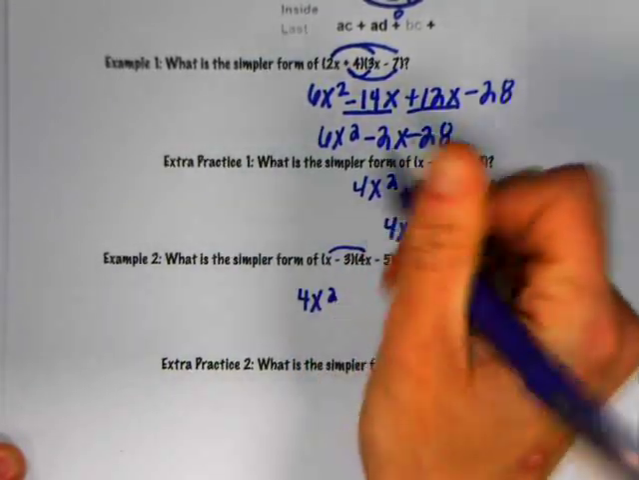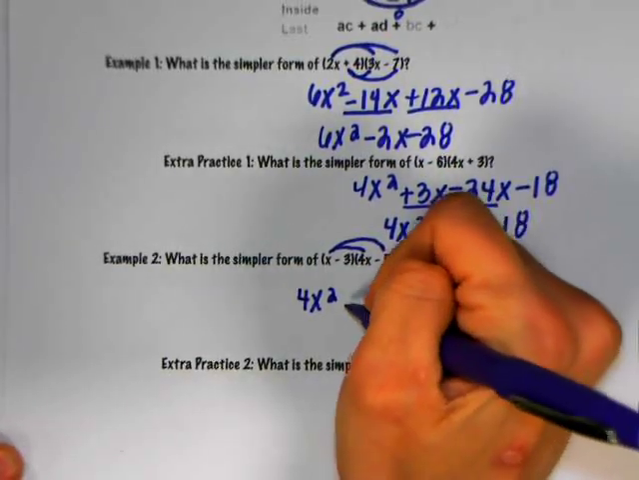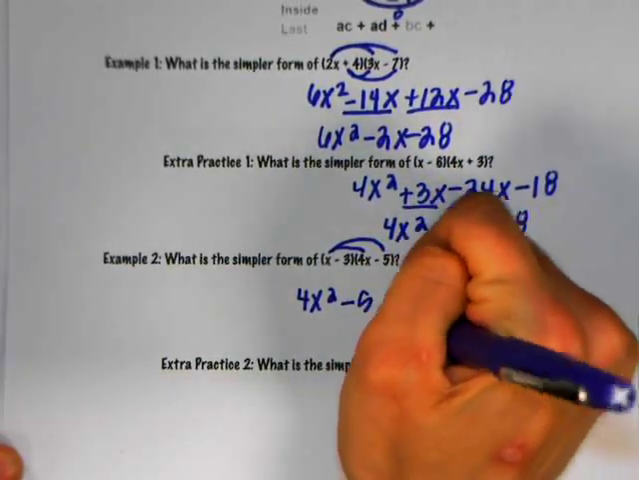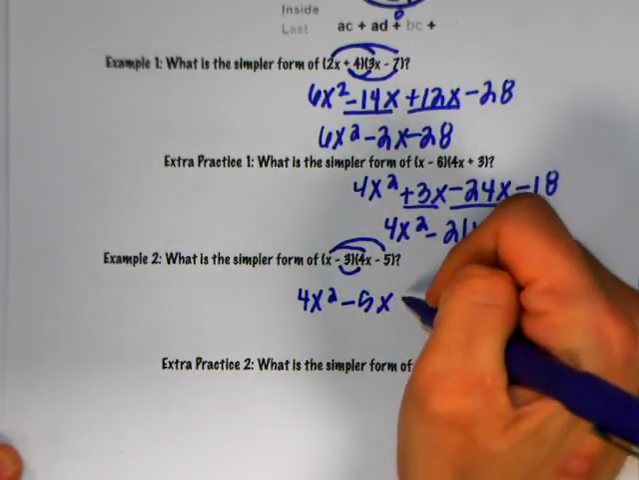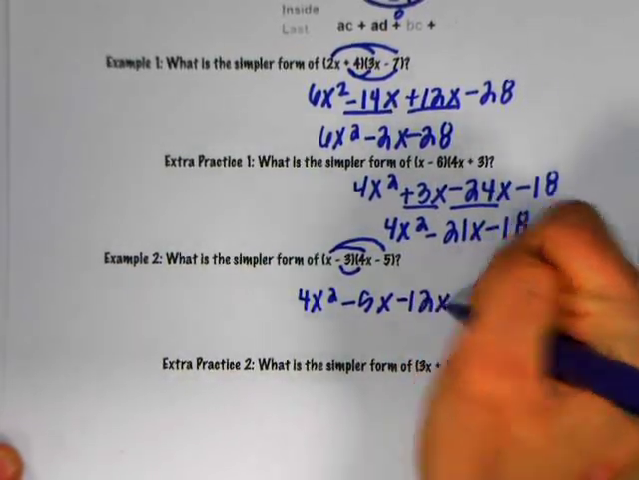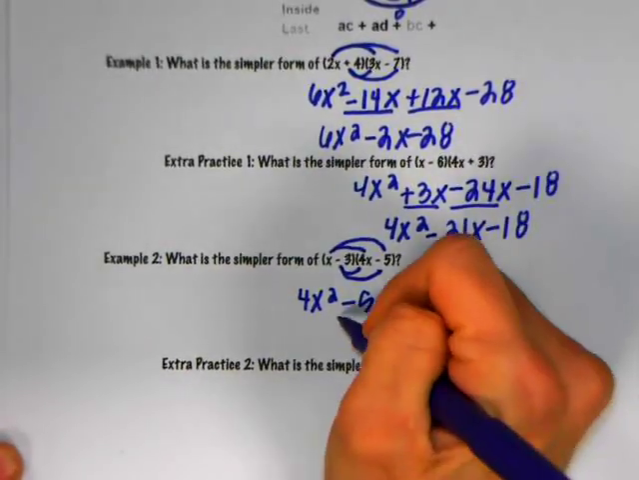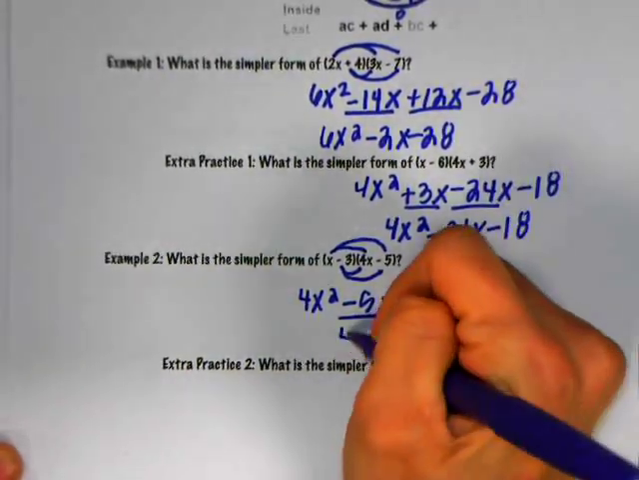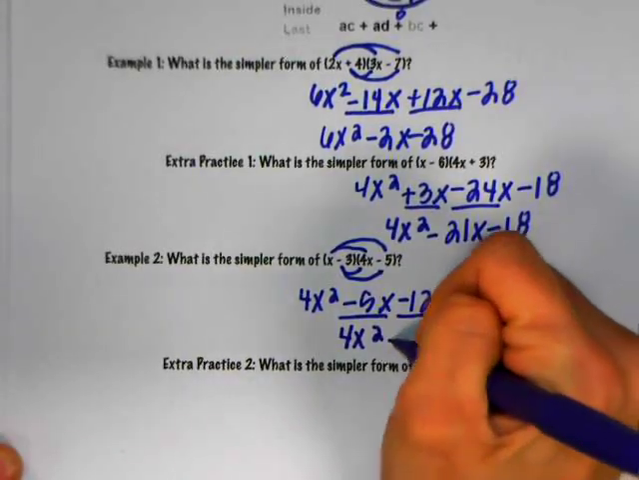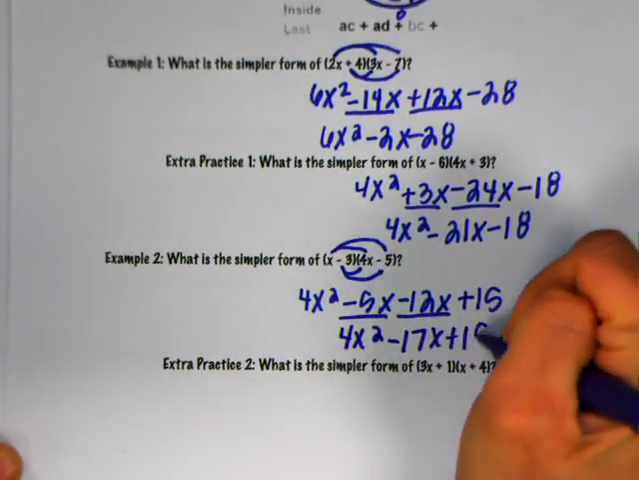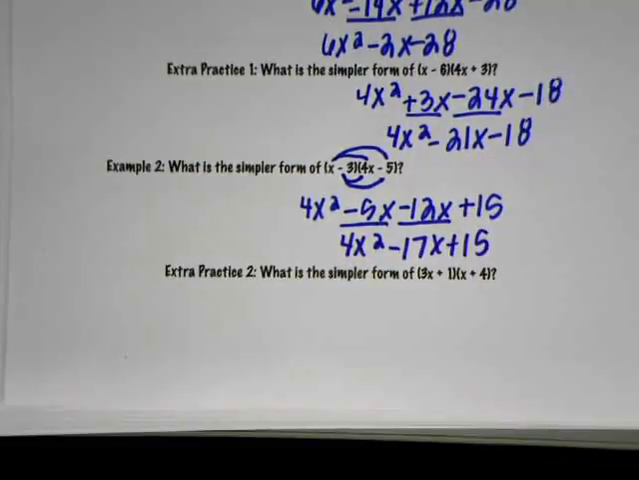4x squared. X times negative 5. Negative 5x. Negative 3 times 4x. Yep, negative 12x. Negative 3 times negative 5. Yep, positive 15. And then negative 5x minus 12x. Yep, negative 17x. It's pretty much usually the same, just that same pattern. Make sense? Okay, go ahead and try that last one.